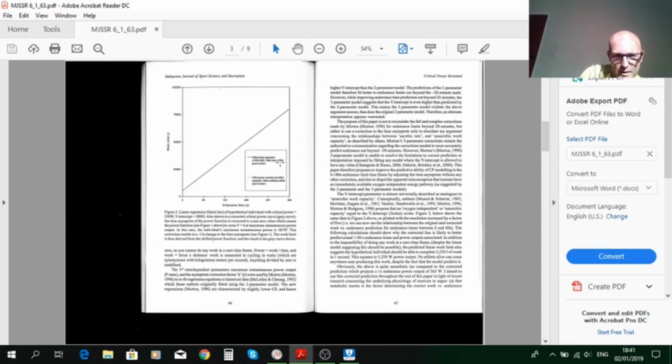Figure 2 there. What we've got here in the black solid line is a straight line. That's the straight line portion. And what that is, is derived for any given individual, whether an athlete or a person, it doesn't matter.